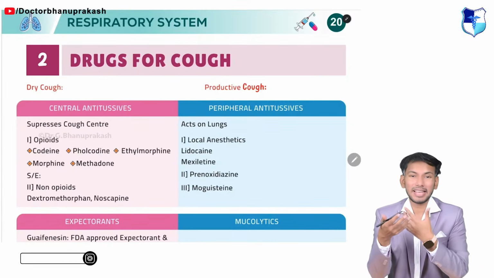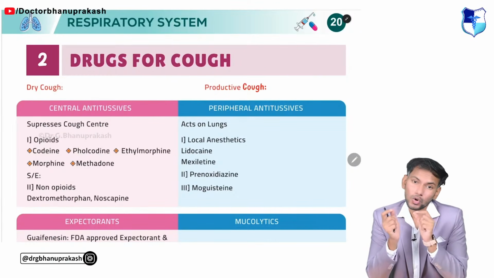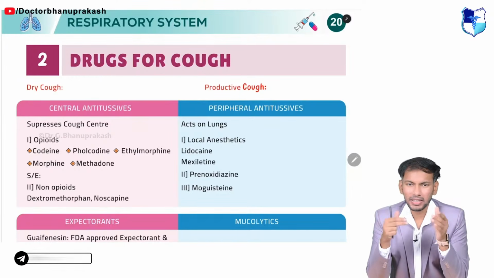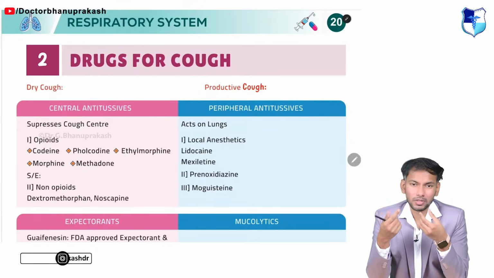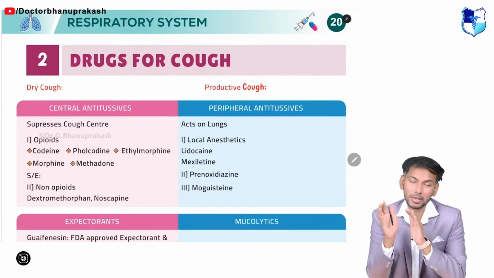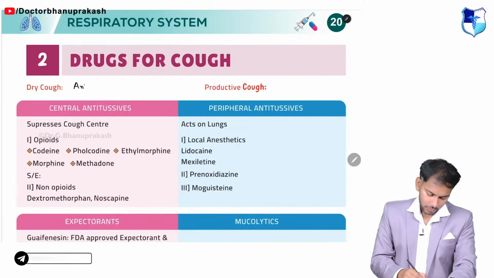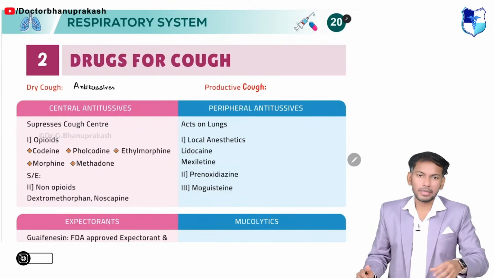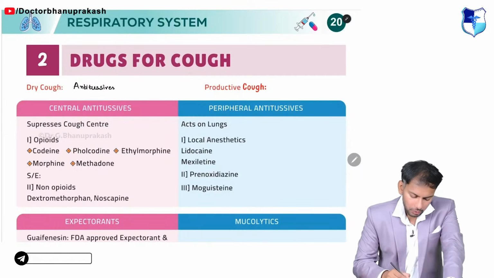So now coming to the second chapter, that is the drugs for cough. We have two kinds of cough, dry cough and productive cough. In dry cough, there is no sputum. You're just coughing because there is some kind of irritation. So how do you treat it? You treat it by giving antitussives. Why? Antitussives will suppress the cough center, so you will not cough. That's all, treated. Now coming to the productive cough.